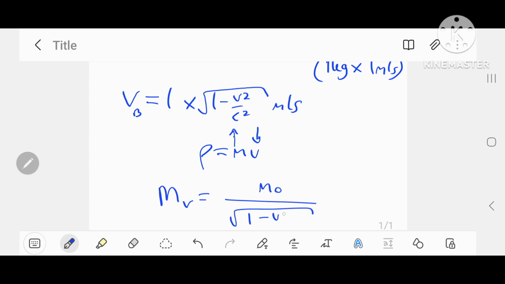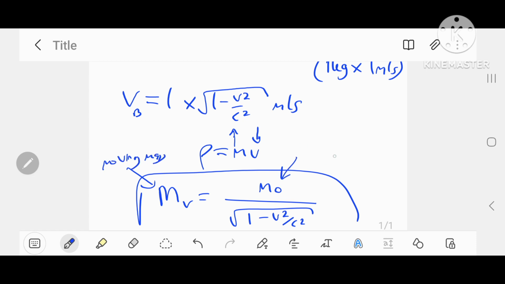You can think of this as a mass dilation formula. m_v is the mass of the object moving, so this is the moving mass. m_0 is the rest mass, the mass of the object at rest. So observer A is at rest, and observer B, suppose, is moving, and therefore both will measure different masses.